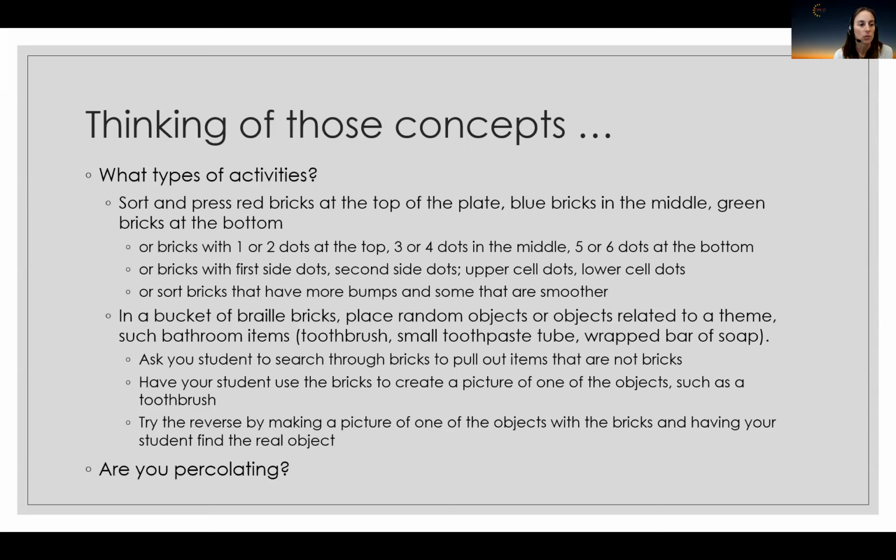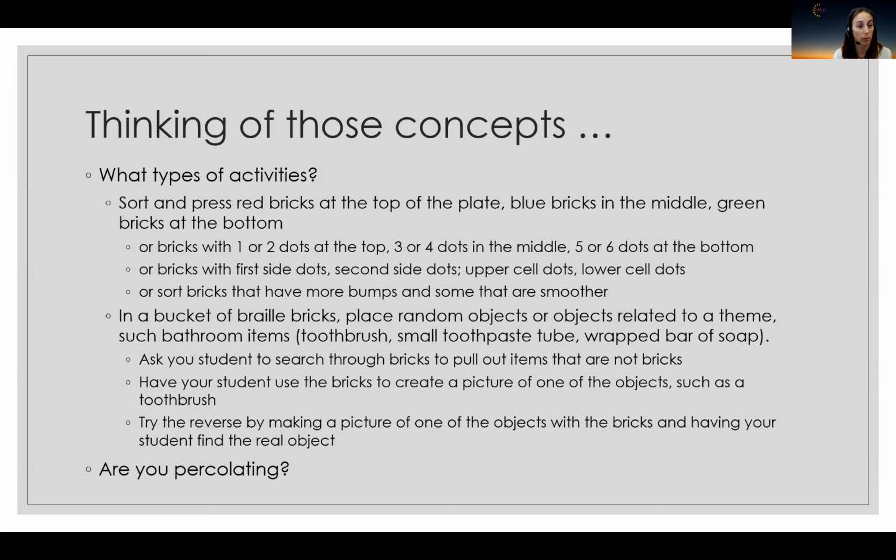You could also have them sort by Braille bricks that have dots on the first side, or that have dots on the second side, or that have dots on the upper or the lower parts of the actual Braille brick itself, or sort them that have some that have bumps and some that are smooth.